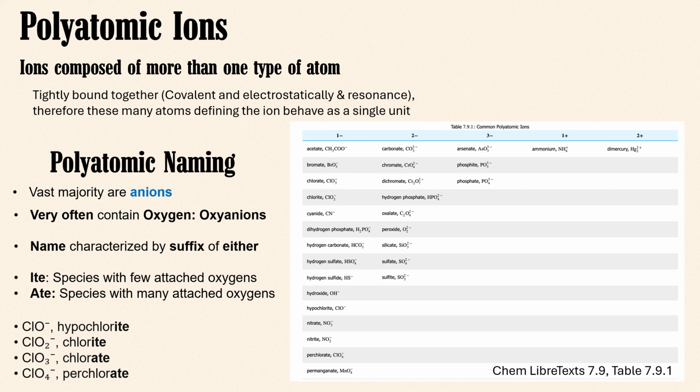The table on the right here shows various polyatomic ions and their net charge. Some of the most important ones to memorize here are ammonium, phosphate, carbonate, hypochlorite, hydroxide, cyanide, and acetate.